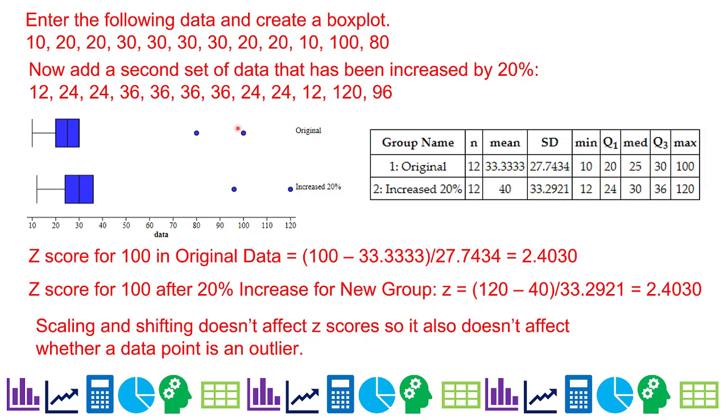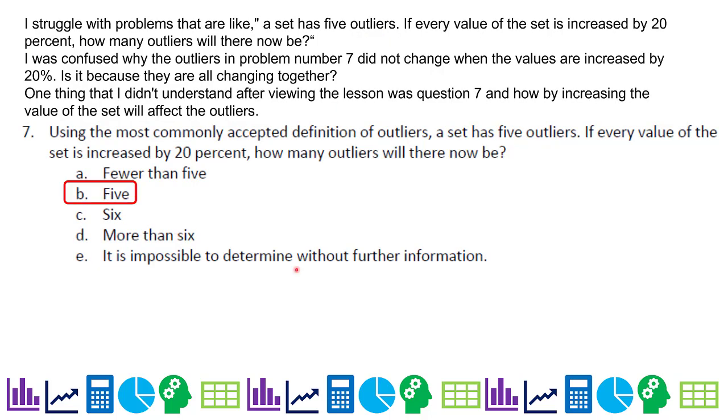So everything is rising 20%. So anything that was an outlier is still an outlier. But things that are not outliers are still in the same range. And so scaling and shifting doesn't affect z-score. So it also doesn't affect whether a data point is an outlier or not. So the correct answer here is 5. It's unchanged. Hope that cleared that up.